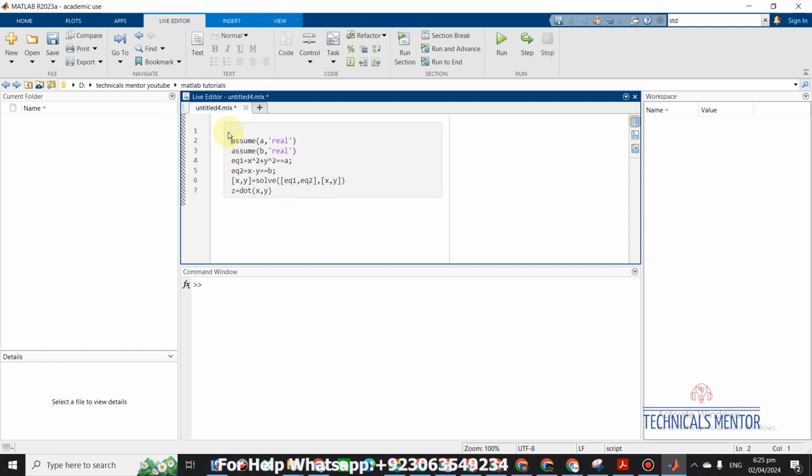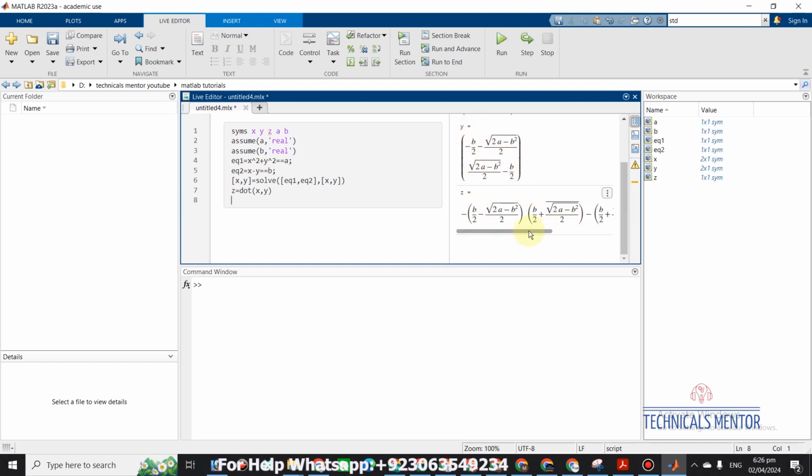We have variables x, y, a, b and z, so we need to symbolize them because these are unknown variables x, y, z, a and b. Okay, now we run these equations to solve the equation.